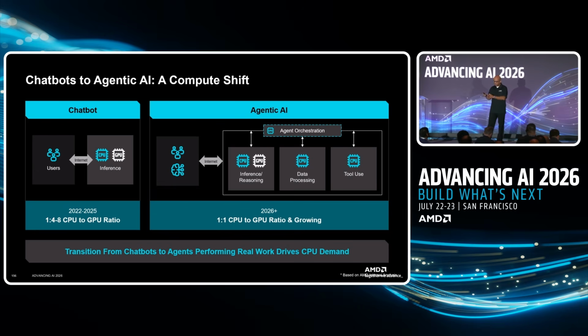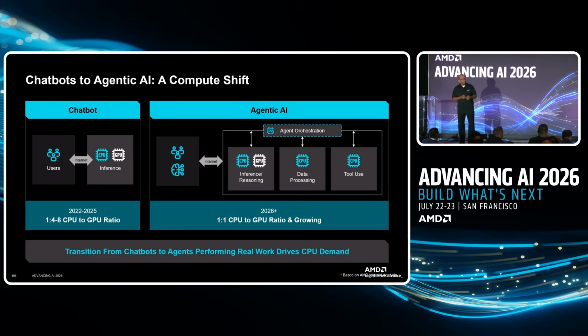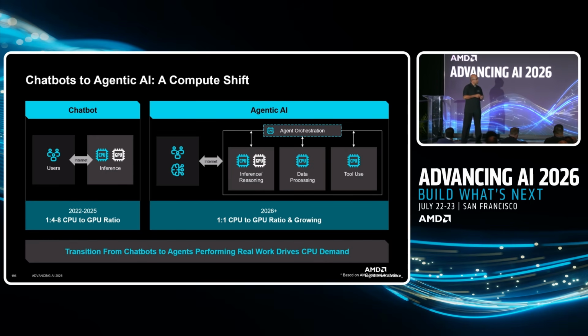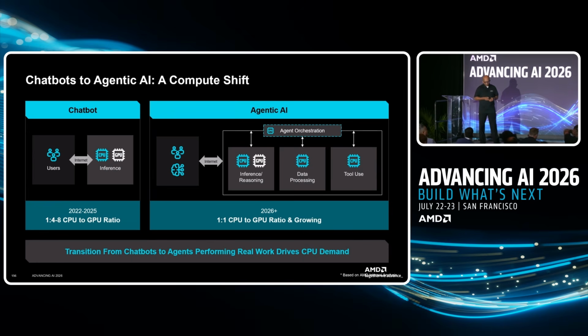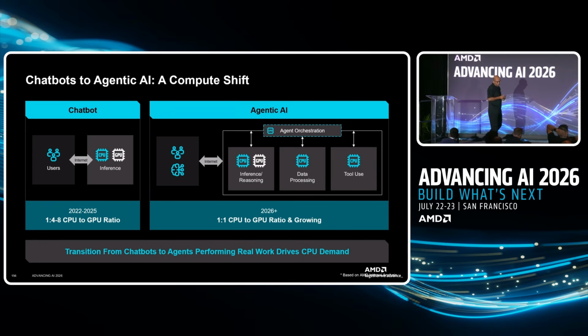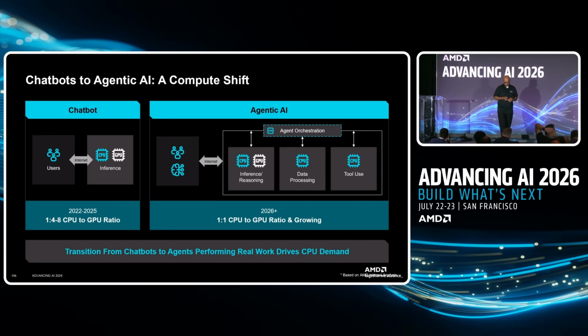So the picture is changing from the one on the left, which is a 1:1 attach rate, to the one on the right, where the CPUs are no longer confined to just hosting the GPUs, but are actually doing the bulk of the work in conjunction with the GPUs. So the attach rate is primarily shifting towards a 1:1.